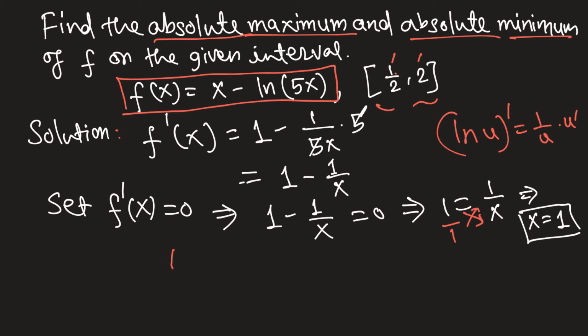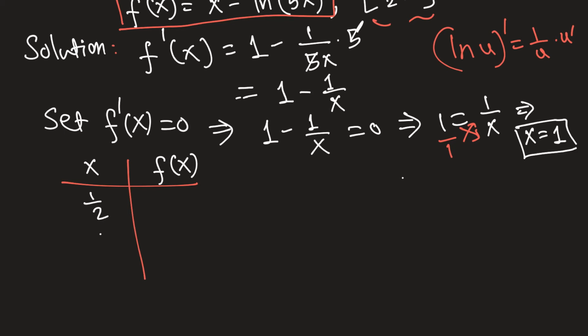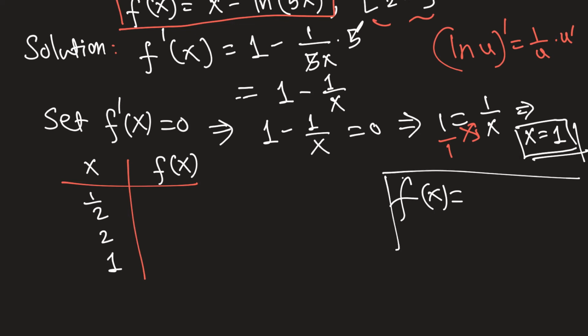Okay, so let me move a little bit up. Now let's make a table where I have x values and I want to evaluate the function. And the function is, by the way, x minus ln of 5x. Okay, x is 1, and the endpoints of the interval are 1/2 and 2. So 1/2 and 2, and we got 1 here, so at 1. And the function was x minus ln of 5x. So when we plug in 1/2, we get 1/2 minus ln of 5/2.